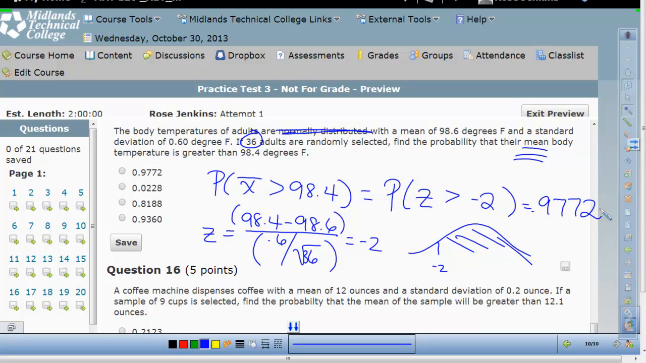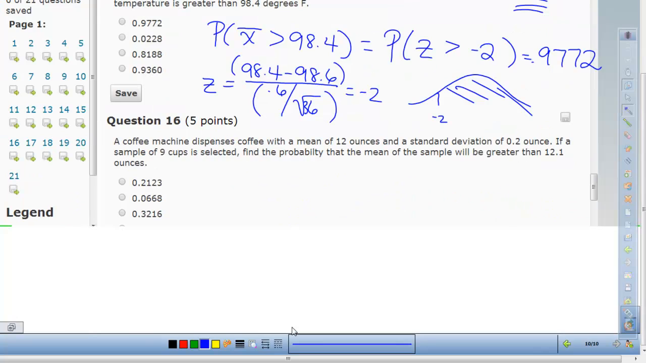Okay? All right, number 16, a coffee machine dispenses coffee with a mean of 12 ounces and a standard deviation of 0.2 ounce. If a sample of 9 cups is selected, find the probability that the mean of the sample will be greater than 12.1 ounces. Still, the question we should ask here would be, what is the distribution? And our sample size is 9. So we can't say it's normal because the sample size is large enough. It doesn't say that it's normal, so technically either there's a typo here or we can't do this problem.